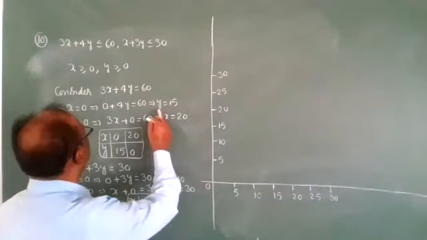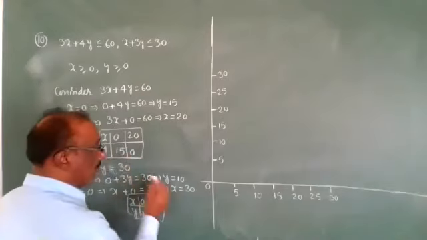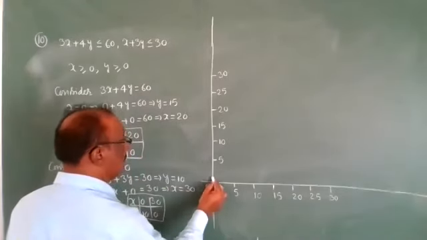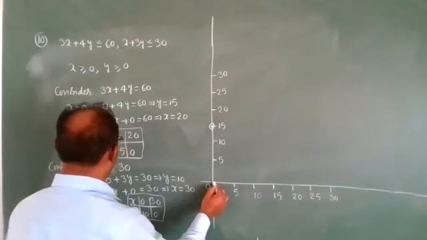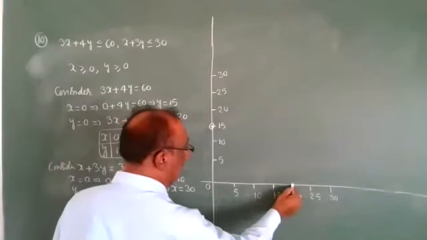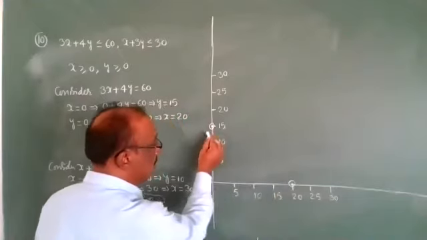First one, take the first table: x is 0, y is 15; y is 0, x is 20. The first line you should draw.